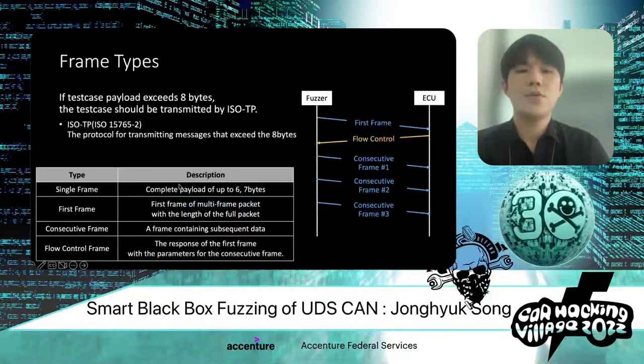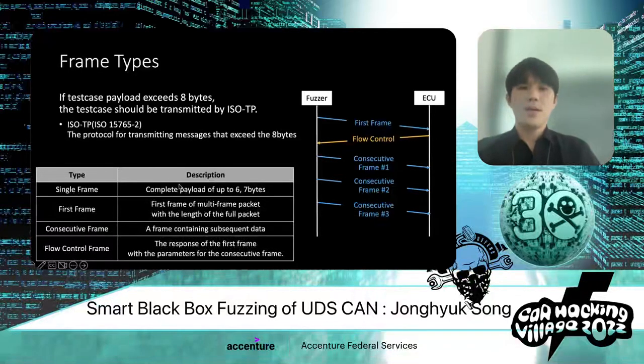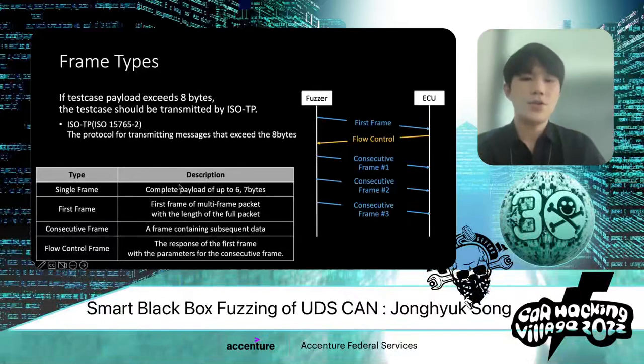Next, Fuzzer should also follow the multi-frame transmission rule, which is ISO TP. If the test case payload exceeds 8 bytes, the test case should be transmitted in multi-frames, and it should follow the ISO TP rule. The large payload should be divided into multi-frames, and Fuzzer should transmit the first frame first. Then Fuzzer should transmit consecutive frames after receiving the flow control frame. If Fuzzer doesn't follow this rule and just transmits the large payload, the target issue will ignore the test case.